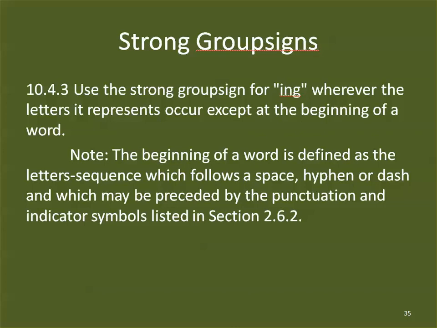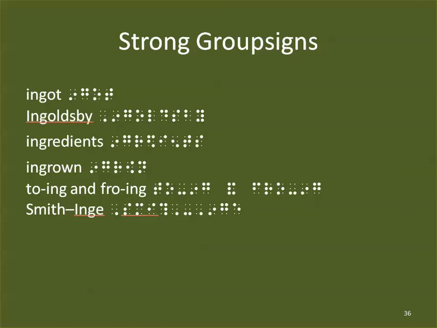So if this letter sequence is preceded by a space, hyphen, or a dash, and it starts with ING, then you can't use it anymore. But we can still use the IN contraction. So in ingot, we have IN and then GOT. We cannot use ING. The name Inglesby, same thing. Ingredients, ingrown, especially since it's two words making a compound word, we can't use ING there. Toing and froing, we can't use ING because there's a hyphen in front of the ING there and a space on the other side, so it's standing alone and we can't use that ING contraction there.